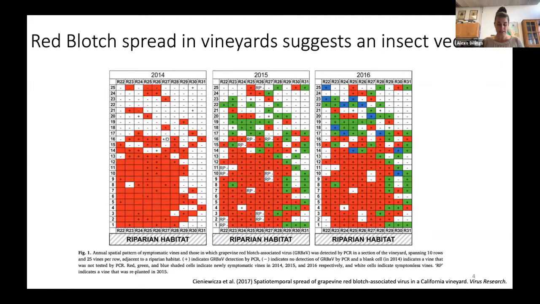So as you can see, the spread is rather patchy and is not a wave. And this suggests that the virus is being spread by an insect vector. So our goal is to find out which insects are vectors and ways to manage these insects.